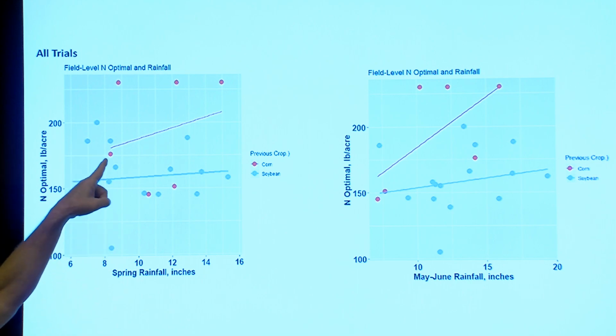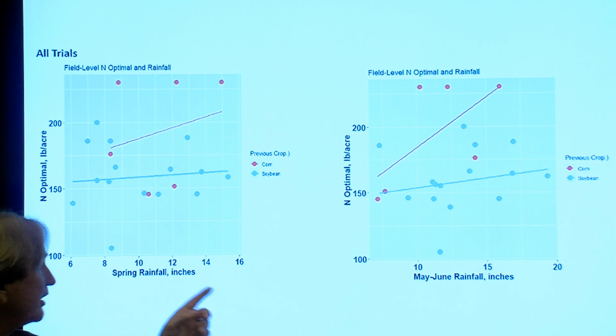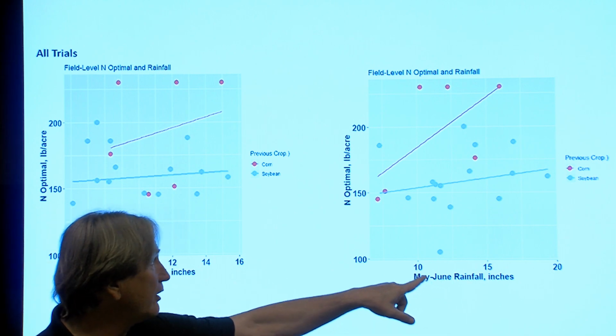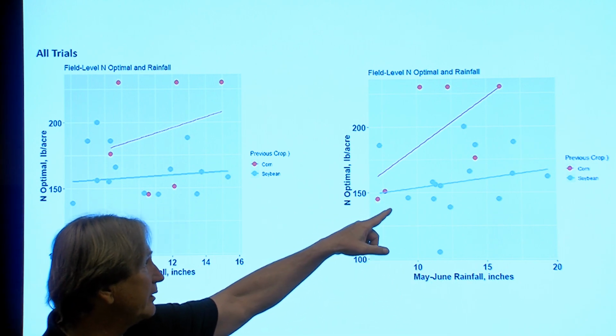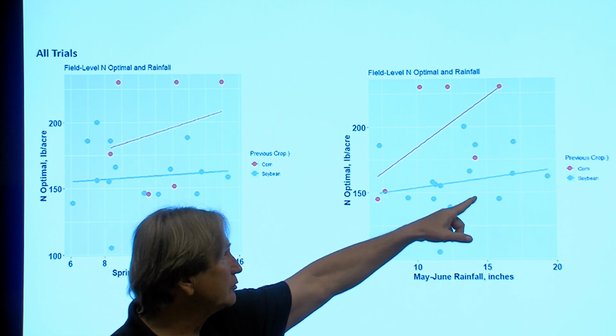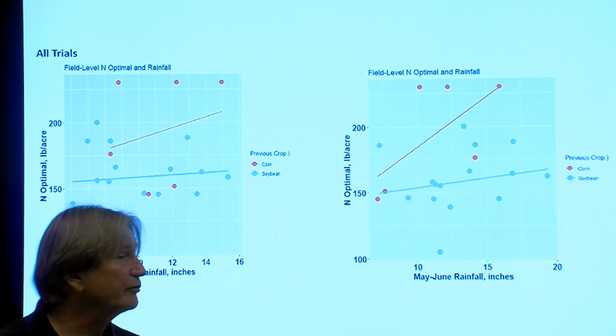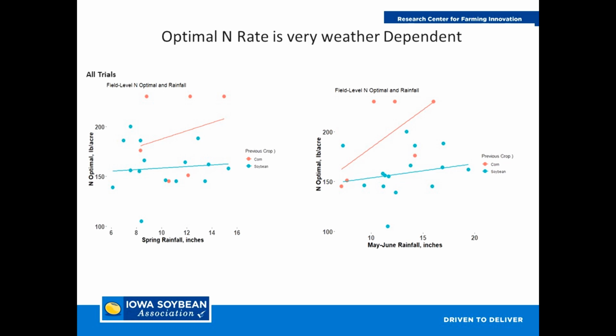But look at corn on corn. As the spring gets wetter, there's a tremendous jump in the need for nitrogen in a wet spring. This is spring rainfall in inches, and this is May to June rainfall. Again, what I want you to see is that as we get into a wetter summer, the optimum nitrogen response matters a little bit with soybeans, but it matters a tremendous amount in corn on corn. That's very significant because the optimum N rate can be very weather dependent.